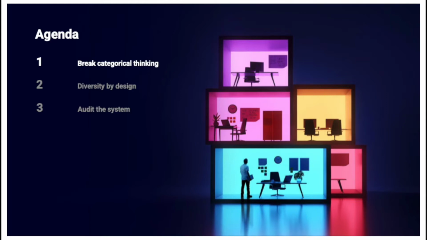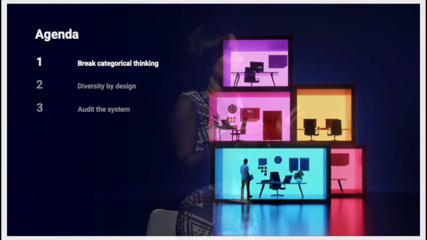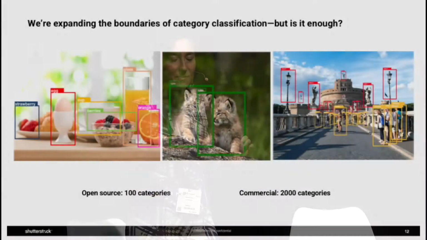So let me go back to where I started. Now that we understand why we are playing in computer vision, why we have content that can fuel this industry to the next level, let's go back to what I said. Something is actually dramatically changing. And let's start to understand a fundamental change that I call breaking the categorical thinking.